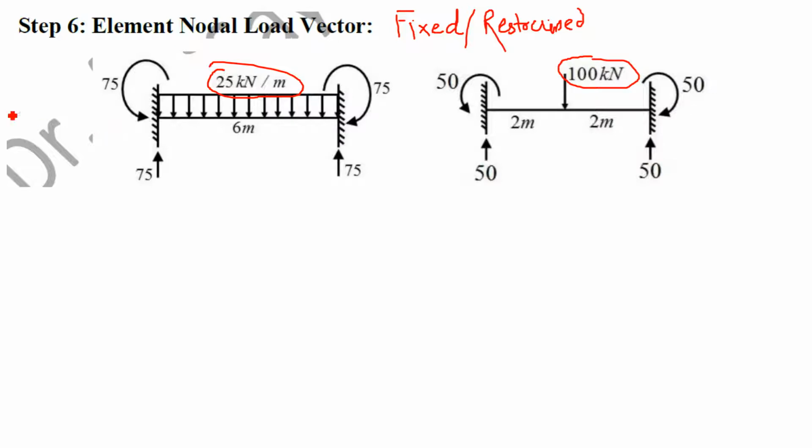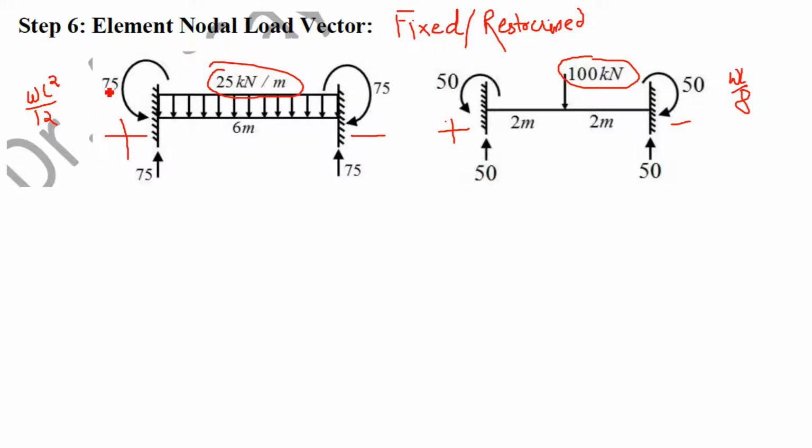So find first the fixed end moments. We know that because of UDL, fixed end moments are WL square by 12, and because of central point load, fixed end moments are WL by 8. Okay. Left moment is anti-clockwise, which we take as plus as per our sign convention. Right moment is clockwise, which we take as minus. So left plus and right minus.